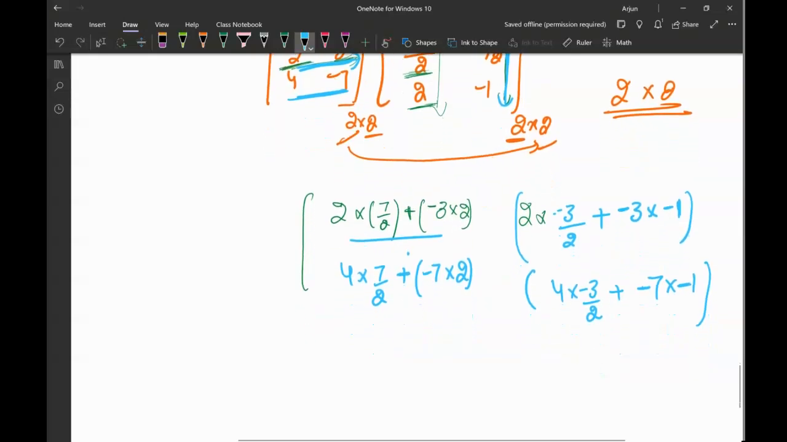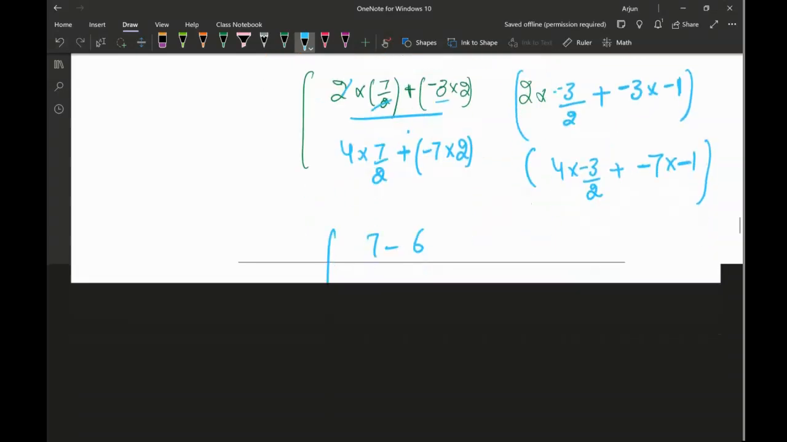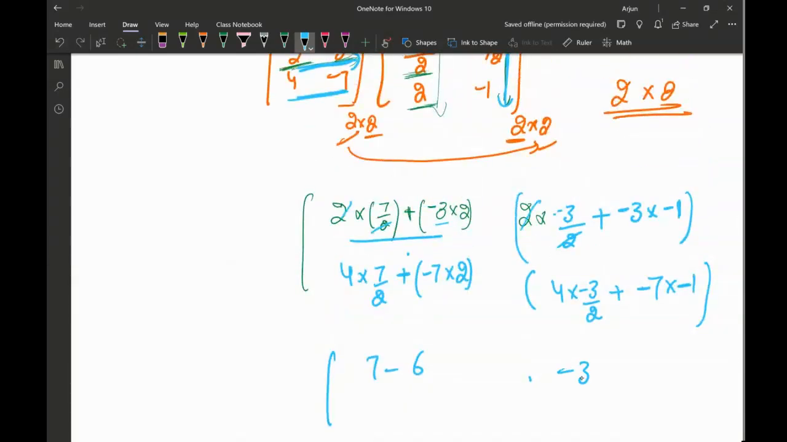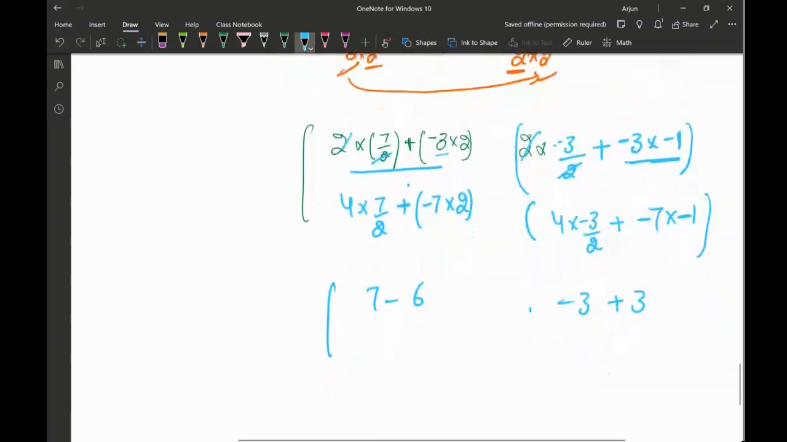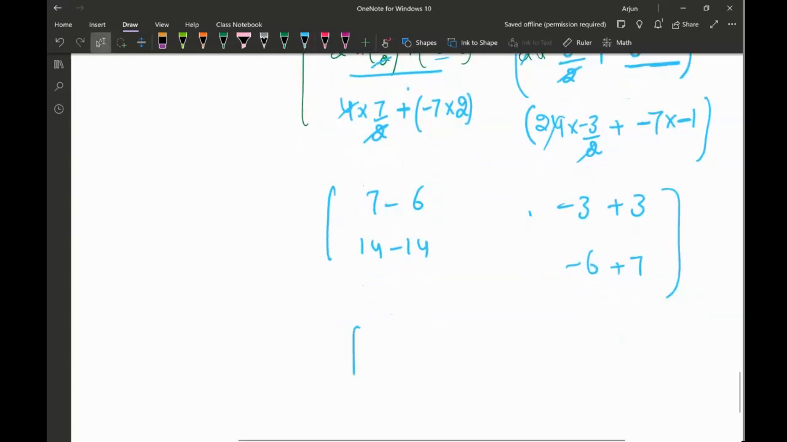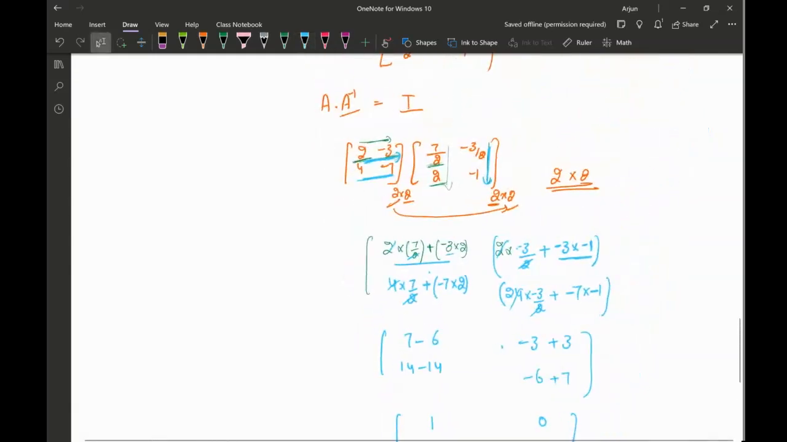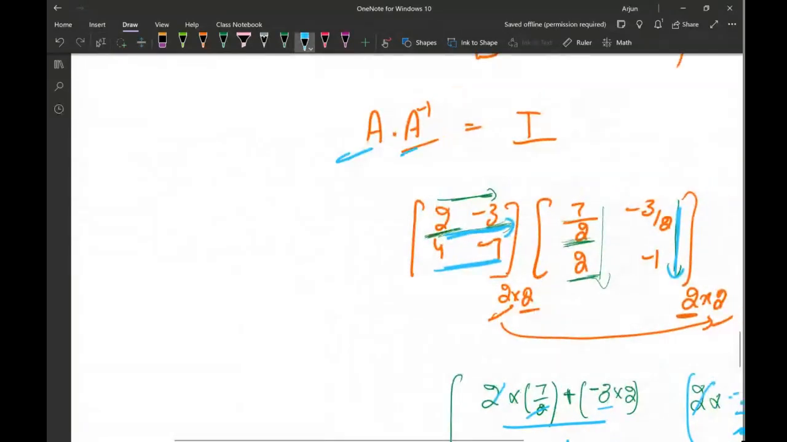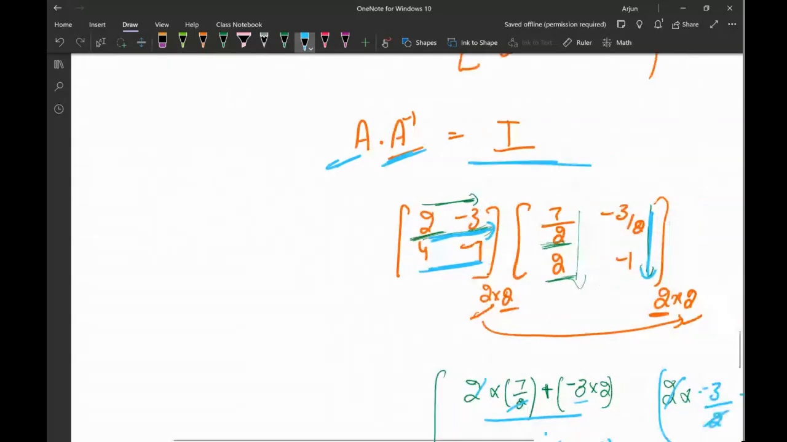Alright, so let's see whether we did the correct math or not. So this cancels out, and then 7 minus 6 here, and down here this cancels out, this will be minus 3 plus 3, because this is going to become a plus 3. Then down here it will be again 14 minus 14, and down here 3 times 2 is minus 6, and this will be plus 7. So I think we did it right. This will be 1, this will be 1, 0, 0. So if you multiply the inverse of a matrix with the given matrix, you will get the identity matrix. Hence we proved this also.